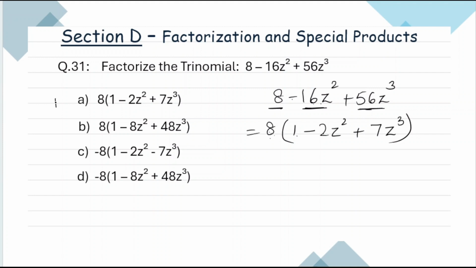So our answer is A part, 8 times (1 minus 2z square plus 7z cube). It means if I multiply 8 with all these terms, I will be getting this polynomial back as the answer. So that means my factorization is correct. Factorization means splitting, breaking the given polynomial into two or more than two parts.